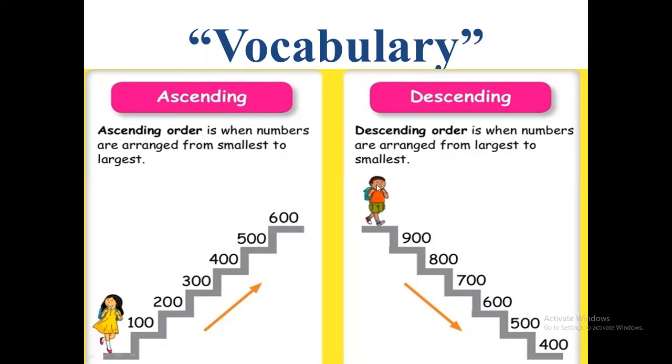On the other hand, on the opposite side, we have the descending order. Descending order is when numbers are arranged from largest to smallest. For example, you have to move from largest to smallest number. As you can see in the steps of this stair, 900 is the biggest of all these numbers, so it is going to come on the top. Then after that, 800, 700, 600, 500 and 400. That means this boy has to come from the upward direction to the downward.